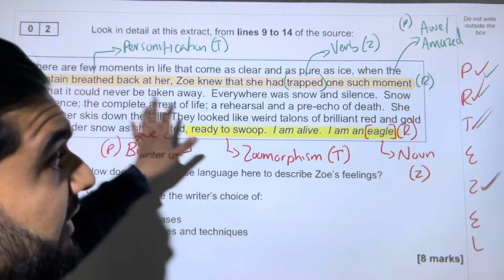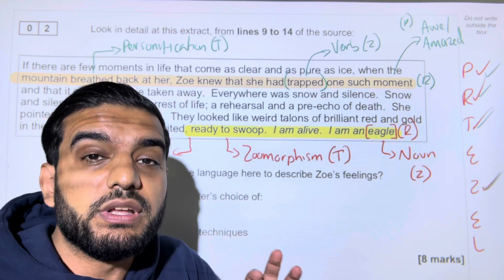This here, guys, is exactly what you should be doing and aiming for inside your exam.